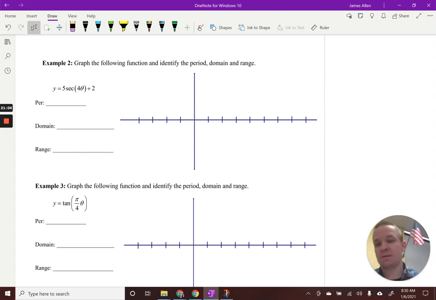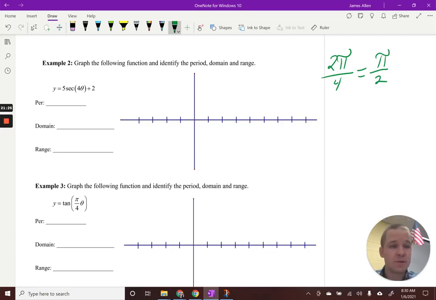All right, it's time for some secant graphing. So that is our reciprocal of cosine. So we're going to think about this as a cosine function first, and then we'll graph accordingly. All right. So first off, I do need to deal with that period multiplier of 4. Well, if I take 2 pi, I divide it by 4, that gives me pi over 2, right? So that's my period.